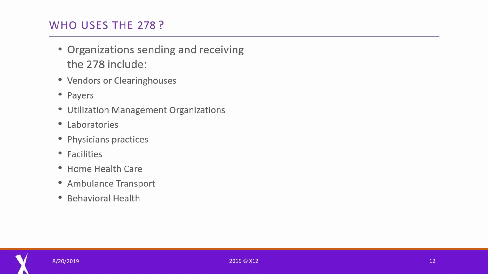So you have the vendors and clearinghouses using 278s, payers, UMOs, labs, physician practices, facilities, home health care, ambulance transport, behavioral health, and you can go on and on with different bullets of who actually is entitled or actually uses the 278 today.